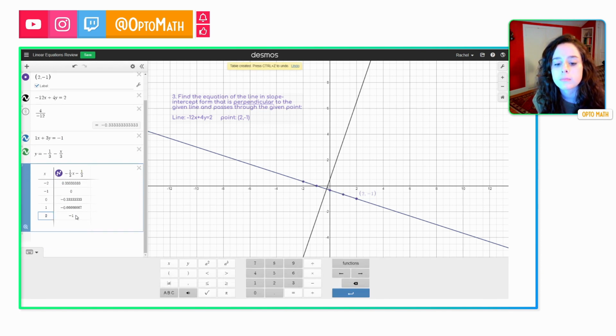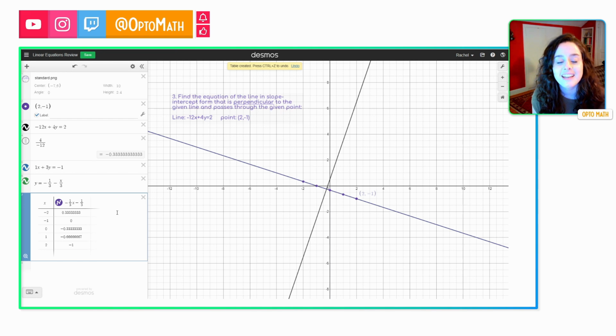It is there. Awesome. All right, Opties, that's it for guessing and checking with Desmos for our linear equation forms, including parallel and perpendicular. See you next time.